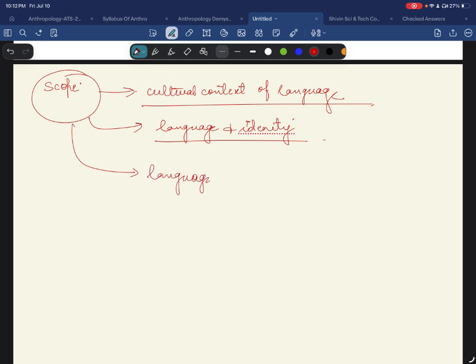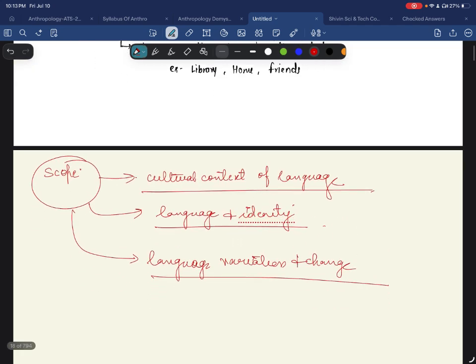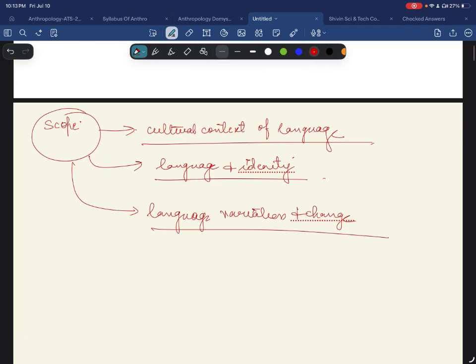Language, variation, and change. Linguistic anthropology studies the variation in language. If there is any sort of change in the language, it studies why that change has come. What are the reasons? What might be the reasons in the past? What are the reasons in the present? Is it the influence of globalization, or is it due to cultural assimilation? Might be different reasons. Okay.